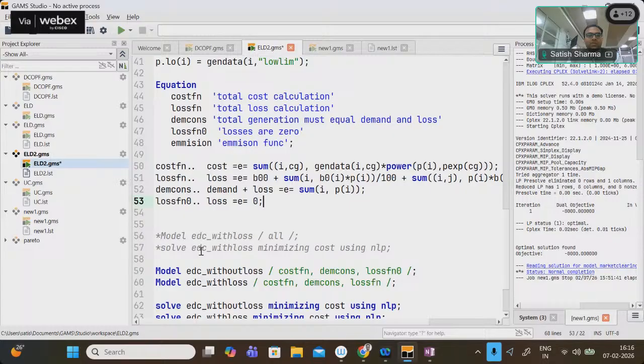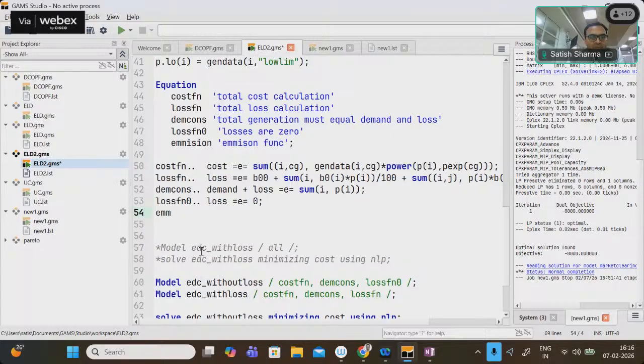So once the emission equation is defined, I will define the same emission dot dot, and I will define that emissions are equal to whatever function I have. Usually for that I need the coefficients of the emission function, and so far I don't have the data with me, otherwise I could have placed it here. So let's say define it as 0 initially.